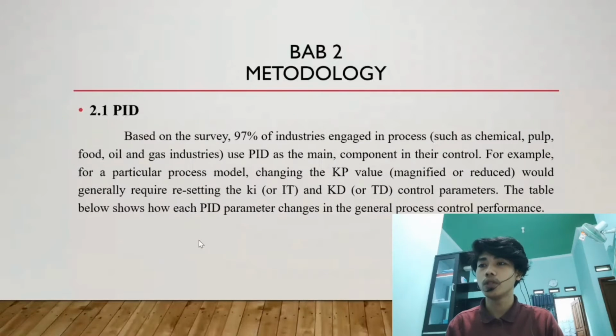Chapter 2, Methodology, 2.1 PID. Based on the survey, 97% of industries engaged in processes such as chemical, pulp, food, oil, and gas use PID as the main component in their control. For example, for a particular process model, magnifying or reducing the Kp value would generally require resetting the Ki or Ti and Kd or Td control parameters. The table below shows how each PID parameter change affects general process control performance.